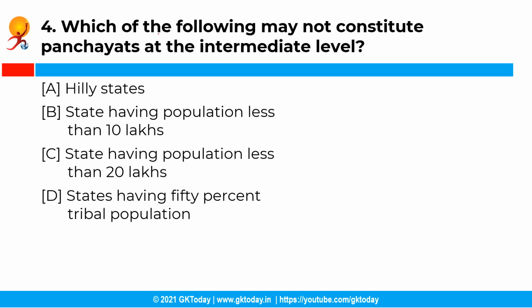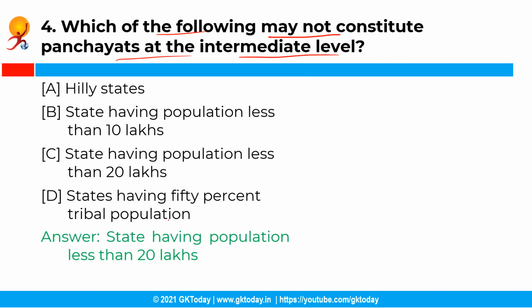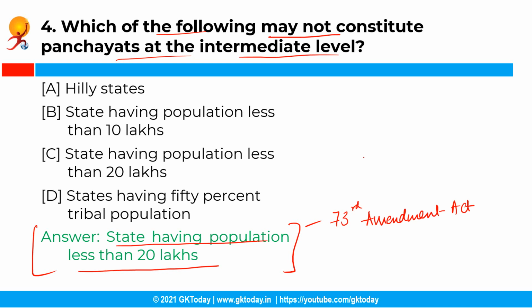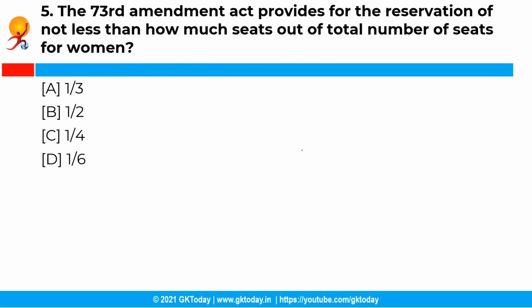Now the next question is, which of the following may not constitute Panchayats at the intermediate level? So you have the following options and the correct answer is option C, that is state having population less than 20 lakhs. So basically the 73rd Amendment Act provides for a three-tier system of Panchayati Raj in every state. However, a state that is having a population not exceeding 20 lakh is not obligated to constitute Panchayats at the intermediate level.